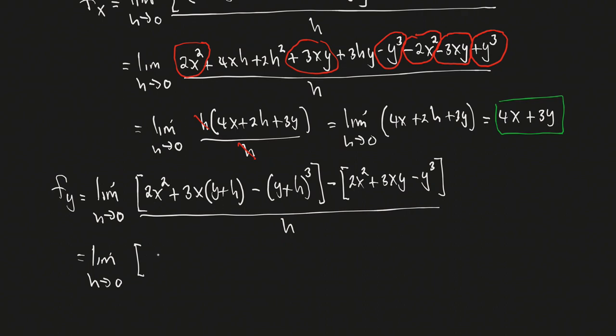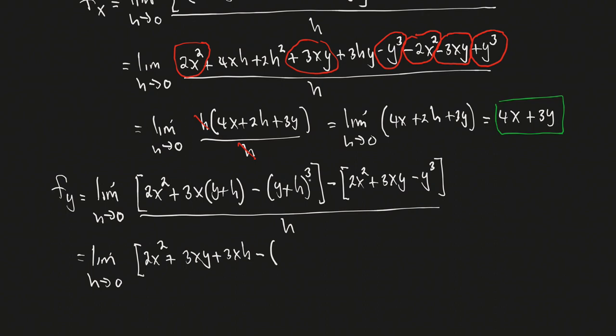So let's go ahead. Actually, let's keep the square brackets. That's fine. So we got 2x squared. Now distribute the 3x to the y and to the h. So we'll have 3xy plus 3xh. Now there's going to be a minus.